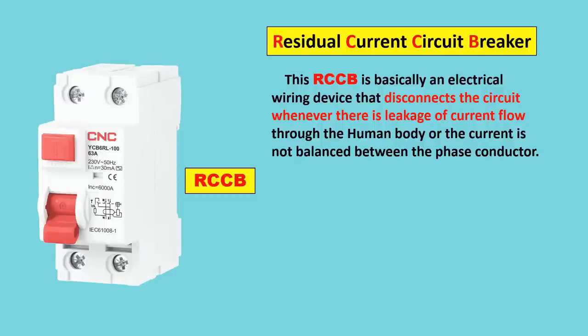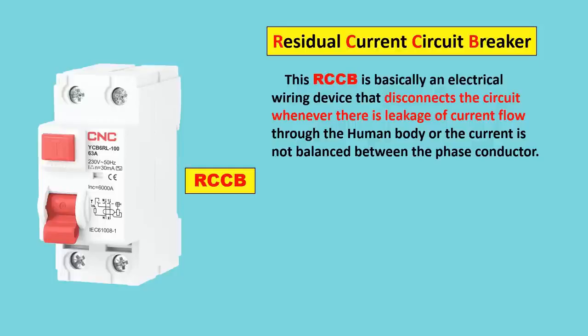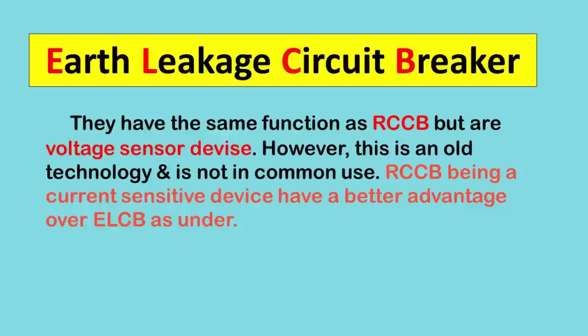Okay, let's move on to our next device, that is ELCB. Full form of ELCB is earth leakage circuit breaker. Working of this circuit breaker is same as RCCB, that is to protect you from electrical shocks. Now you will think that RCCB is providing protection from electrical shocks and ELCB is also providing protection from electrical shocks, then what is the difference? Friends, I am going to tell you two differences between RCCB and ELCB. Then your doubt will be cleared.